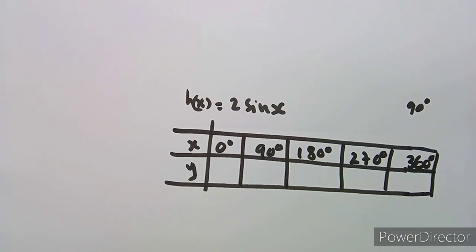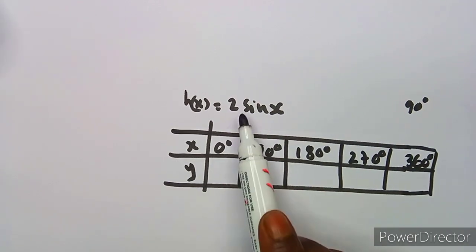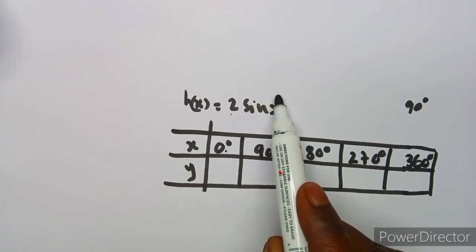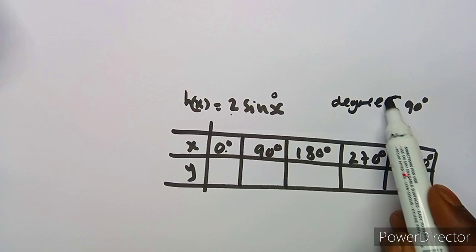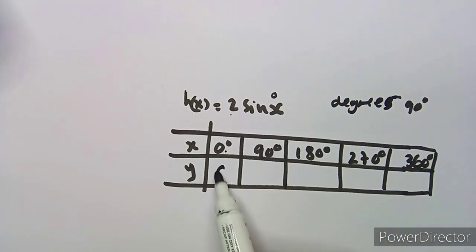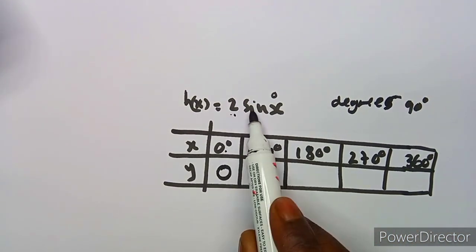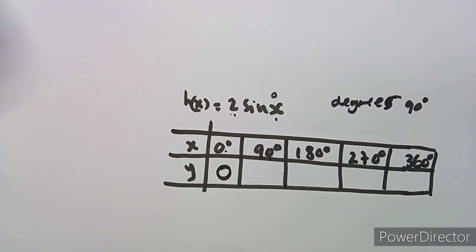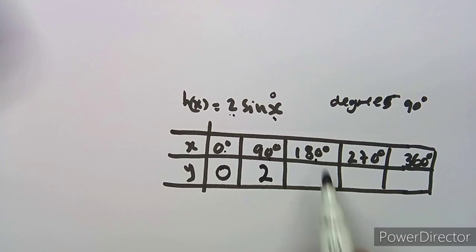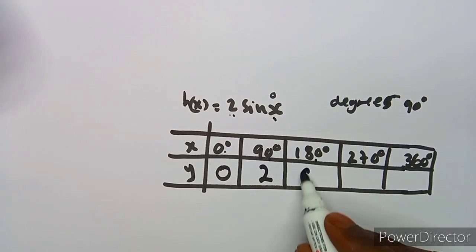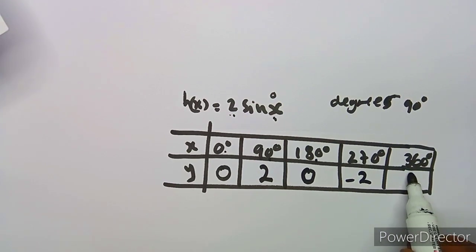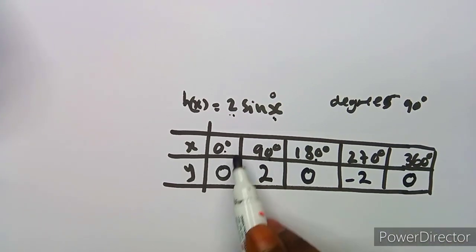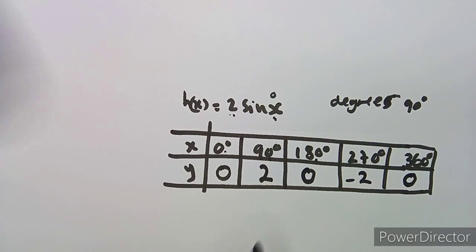On your calculator, we are going to substitute into 2 sine x. Make sure that your calculator is in degrees. So 2 sine 0 is 0. 2 sine 90, you substitute 90 in place of x, it's going to be 2. 2 sine 180 is 0. At 270 it is minus 2, and at 360 a 0 like that. So it means we can have our graph there.